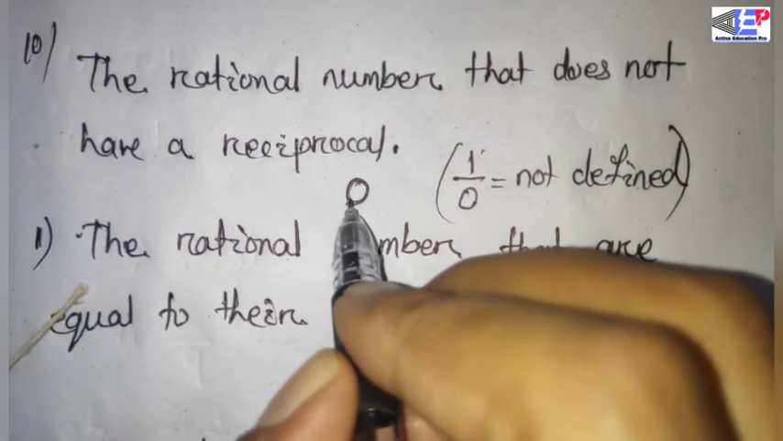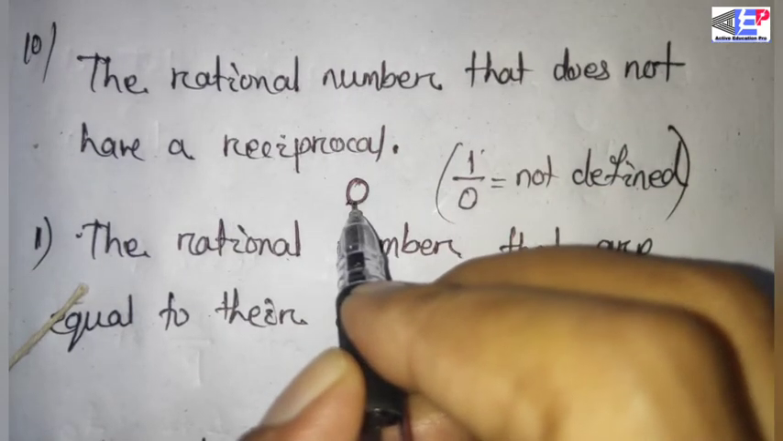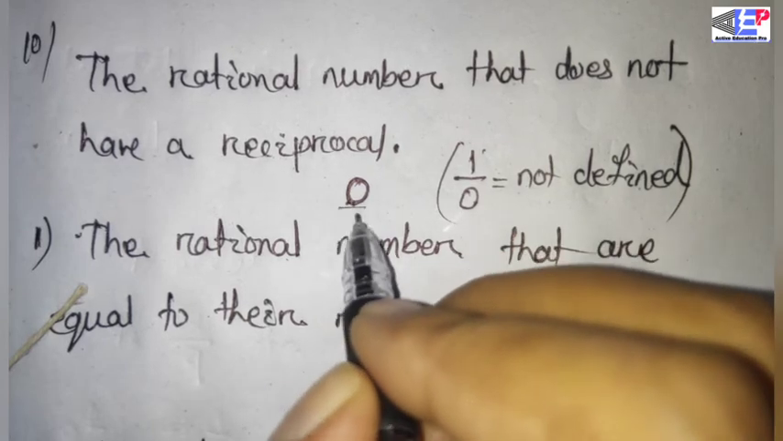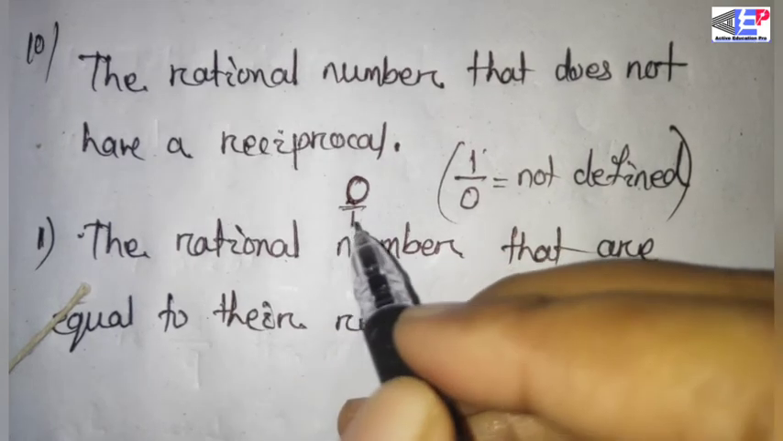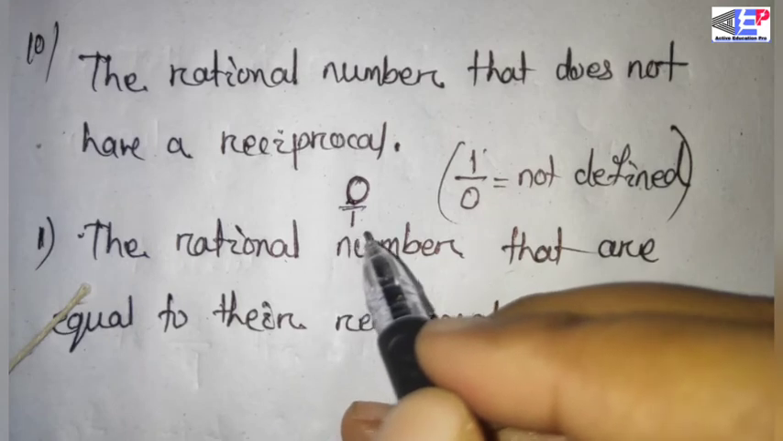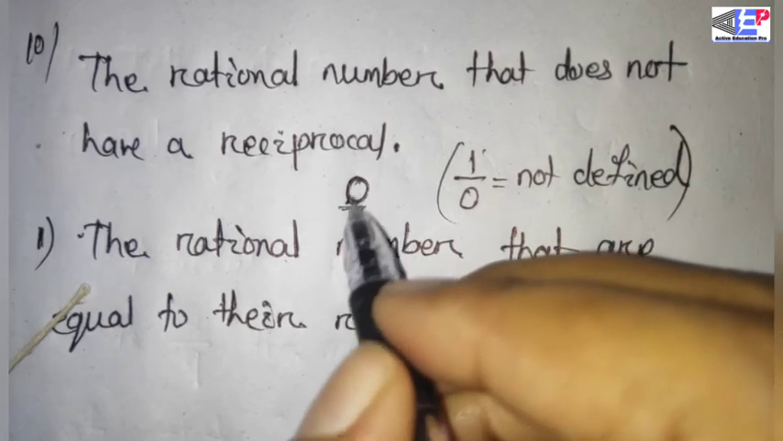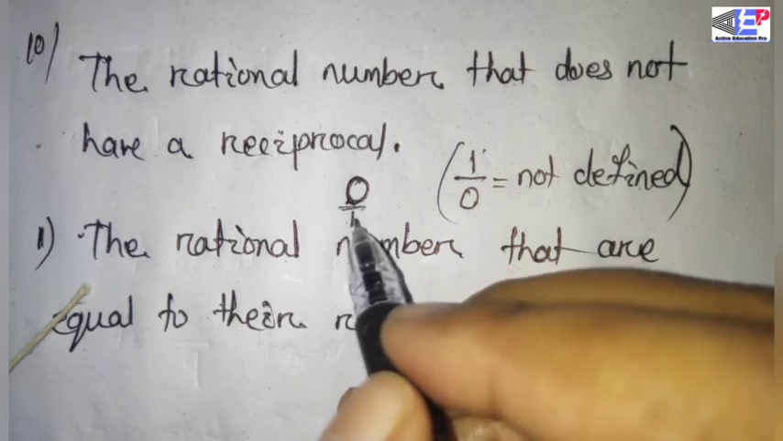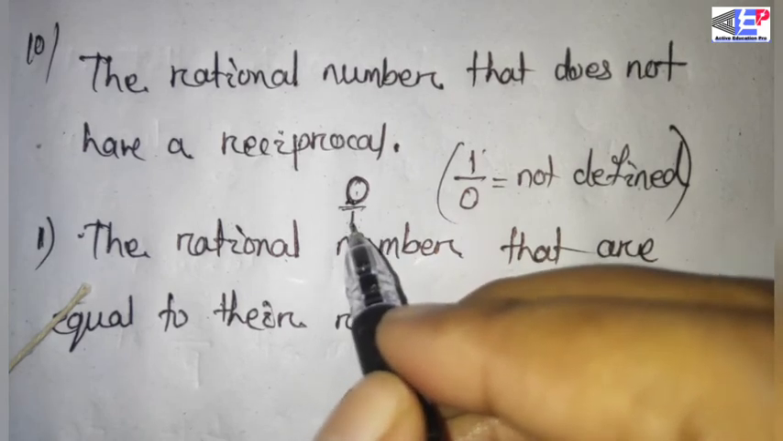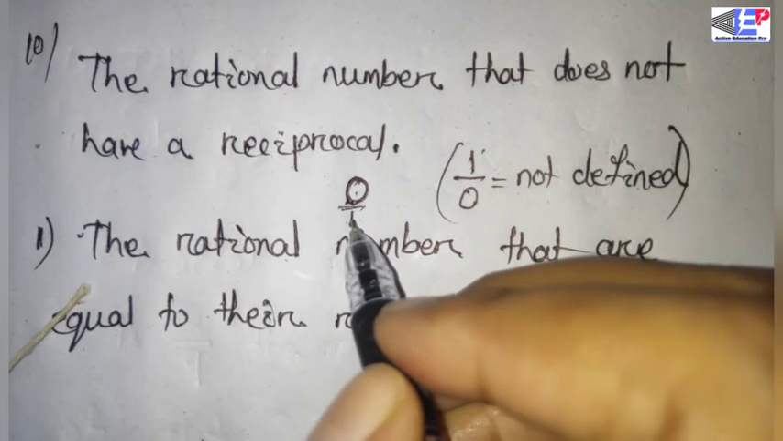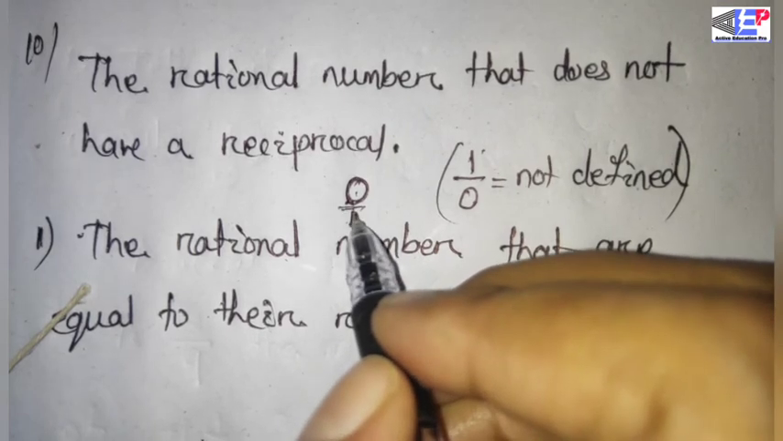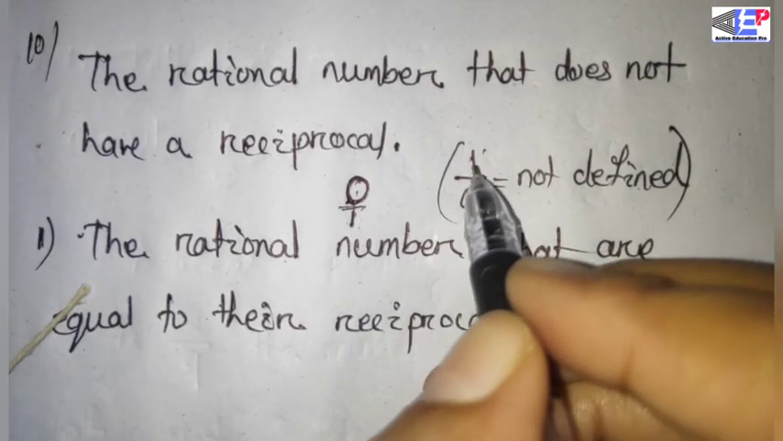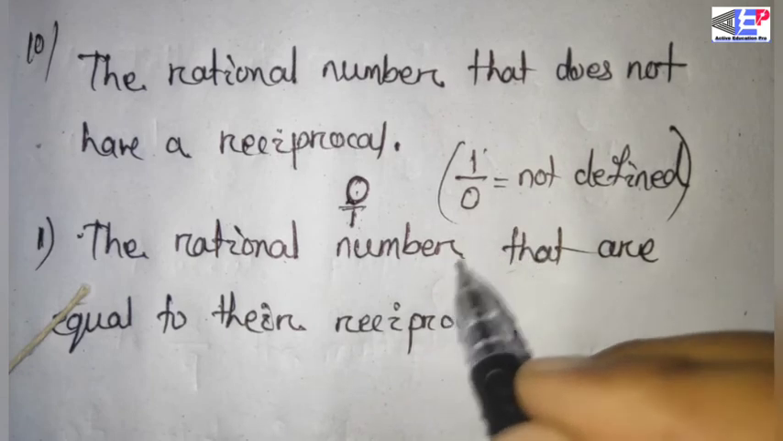You know anything divided by 0 is not defined. So 0 is a rational number. 0 is nothing but, yes, it is a rational number. It has 1 as its denominator; 1, 2, 3, maybe anything you can write below it. So 0 can be represented in p by q form, and yes, q is not equal to 0. So 0 is a rational number, but 0 doesn't have a reciprocal because 1 by 0 is not defined.